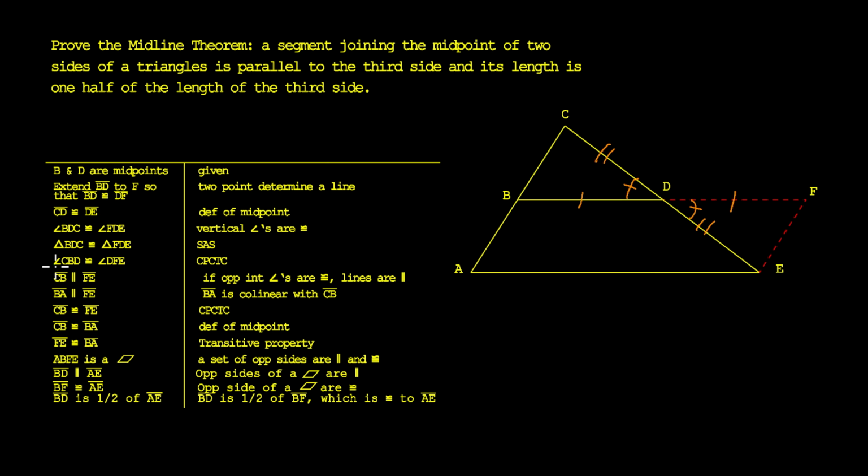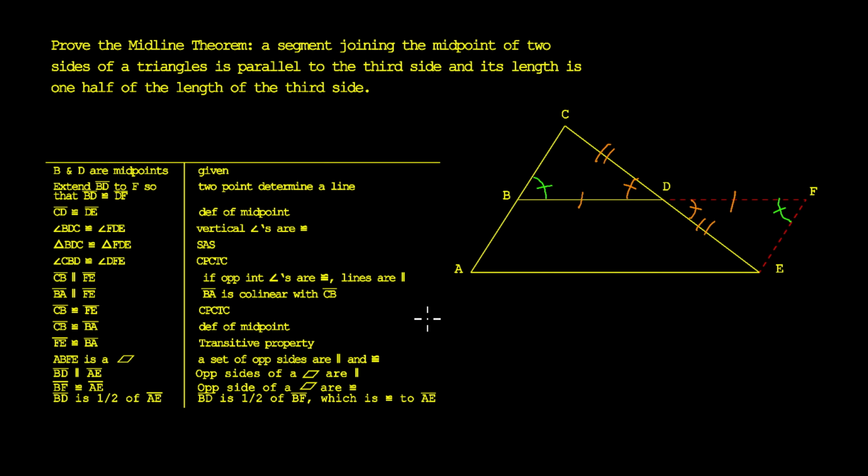So now we will switch to green, and then angle CBD is congruent to angle DFE, CPCTC. Corresponding parts of congruent triangles are congruent. So angle CBD over here is congruent to angle DFE over here. Now CB is parallel to FE. Reason: if opposite interior angles are congruent, lines are parallel.